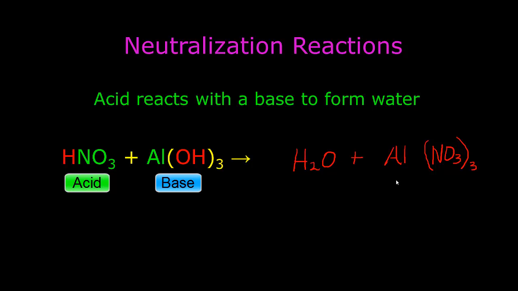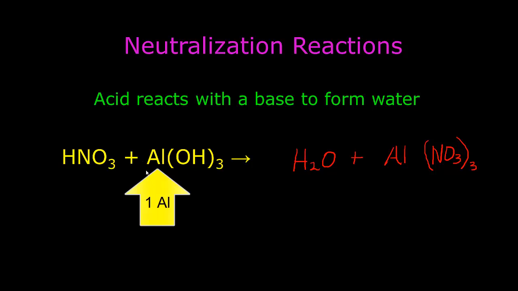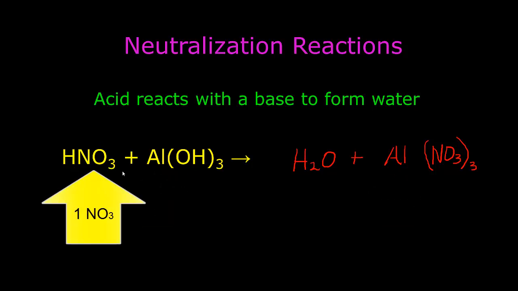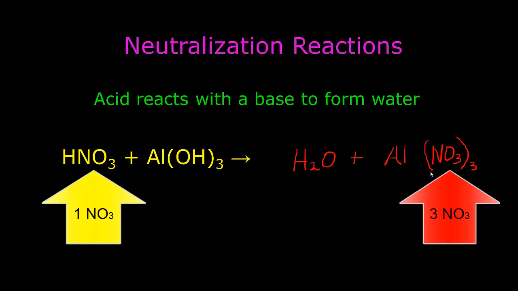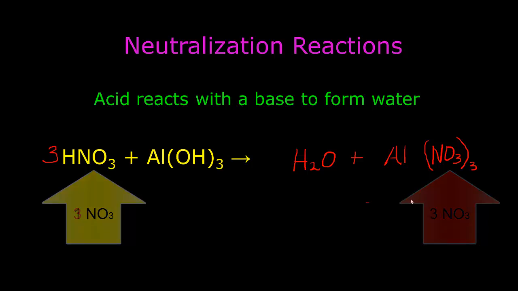So now we need to balance this equation. We balance our metals first. We have 1 aluminum on the reactant side and 1 aluminum on the product side. We now do our polyatomics and our nonmetals. So our polyatomic NO3 over here, we have 1 of them. It stays in NO3 over here, and we have 3 of them. So I need to put a 3 in front. And now we're going to do our hydrogens and oxygens.